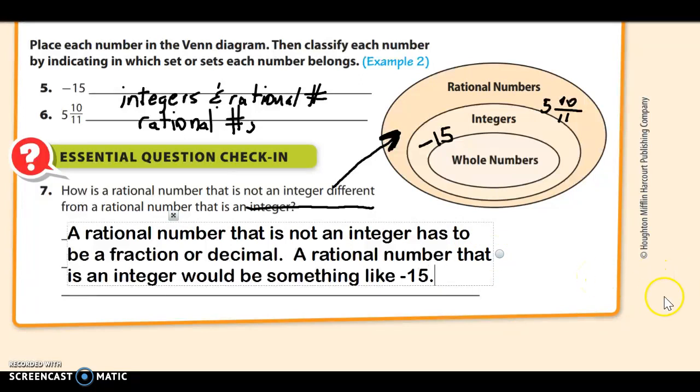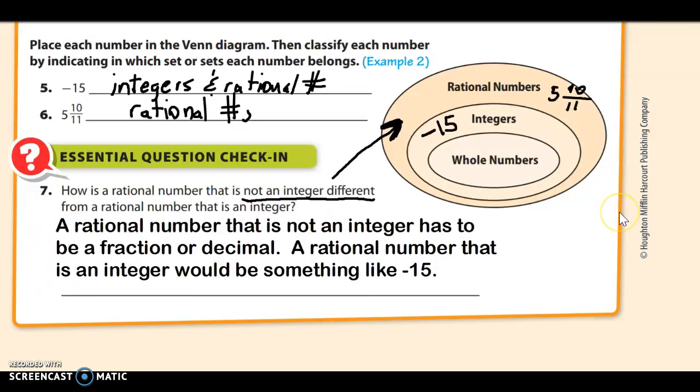It's interesting. This number 7 right here is summarizing numbers 5 and 6. The first part of this question, how is a rational number that is not an integer? That's number 6, 5 and 10 11ths. A rational number that is an integer is like negative 15. So number 7 summarizes 5 and 6. These two things are the examples. This right here is a rational number that's not an integer. And this right here is a rational number that is an integer. Now, why are they both rational numbers? Well, rational numbers are anything that can be written as a fraction. Negative 15 can be written as a fraction as -15 over 1. Okay, good job. You're done with page 50.